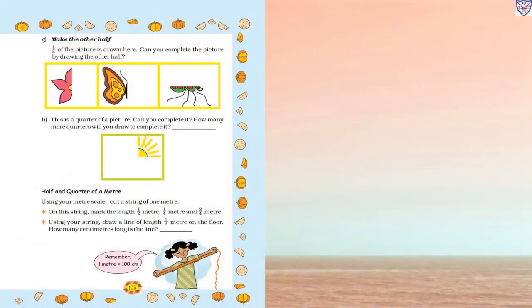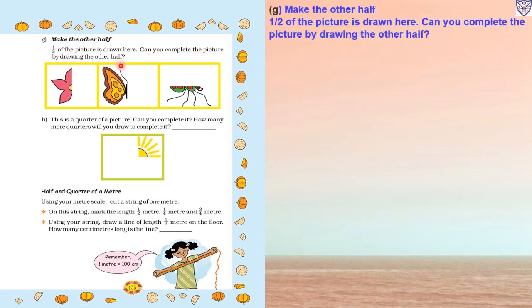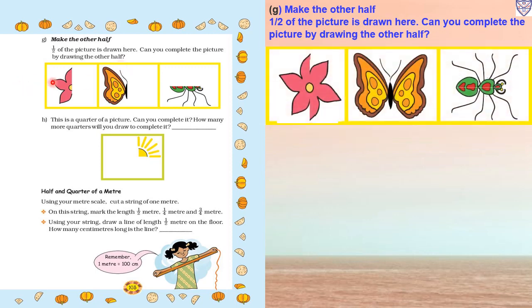Now next page number 103, make the other half. Now here we have to do the other half. Half of the picture is drawn here. Can you complete the picture by drawing the other half? Yes. So here the flower half is there, so we have to complete it this way and you have to color. And the butterfly half, so the other part of the butterfly you have to draw. Here the hand half part is given, so you have to draw the other part.